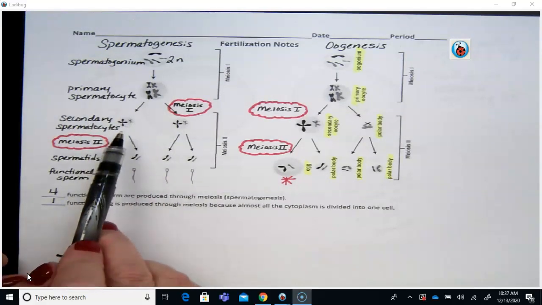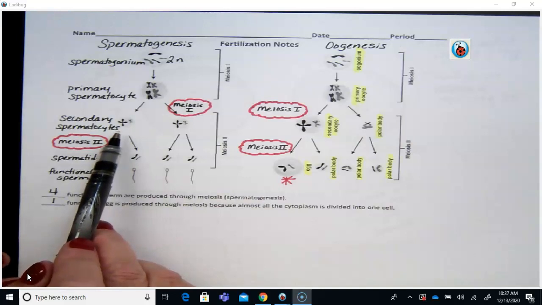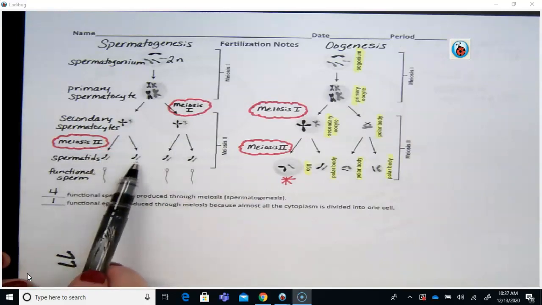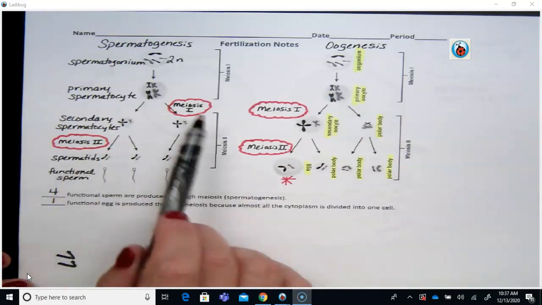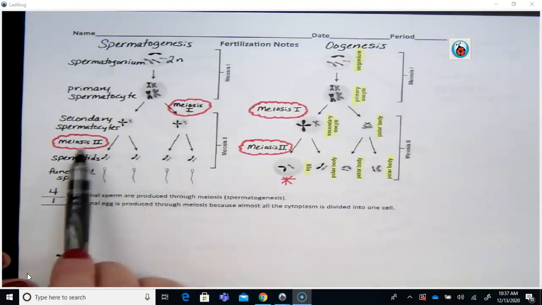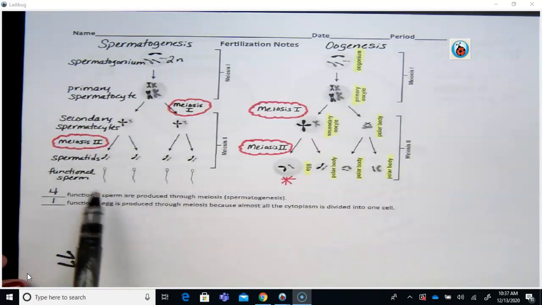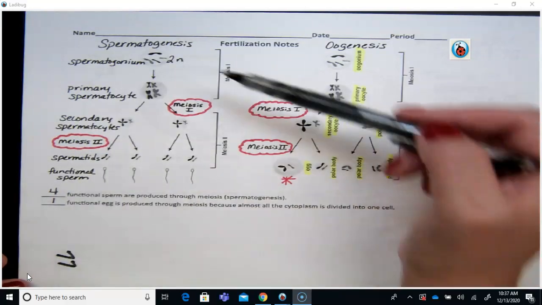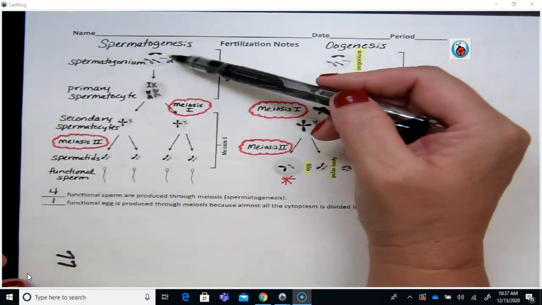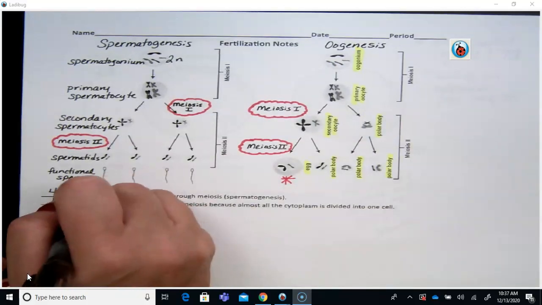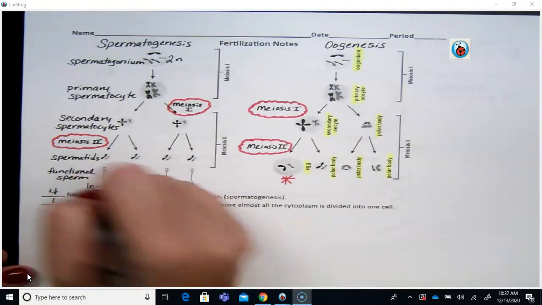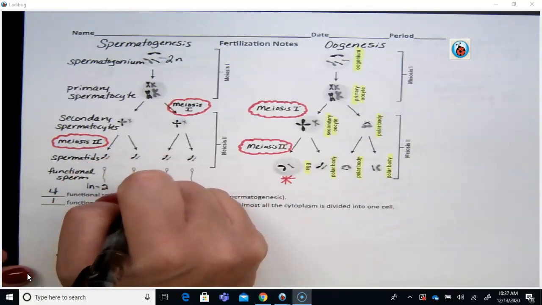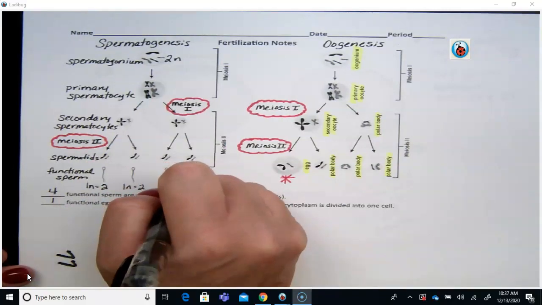This cell will undergo meiosis 1 to produce 2 haploid cells. There will be a second division where these 2 cells will produce 4 daughter cells, which are going to then be called spermatids. So again, this is just meiosis occurring, meiosis 1 and then meiosis 2. Differentiation will occur and you'll get 4 functional sperm produced from this one spermatogonium. And again, these sperm are all haploid. And if this was a human, it would be 23. But for this model organism, they have a haploid number of 2.